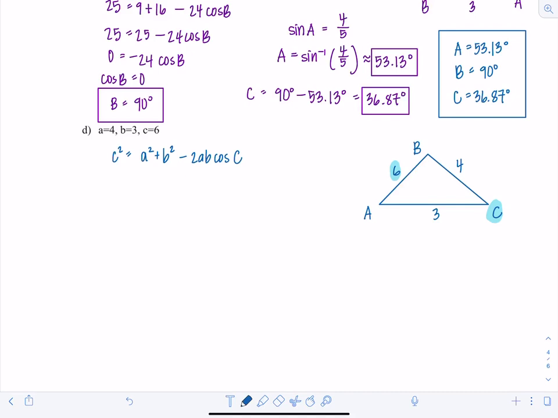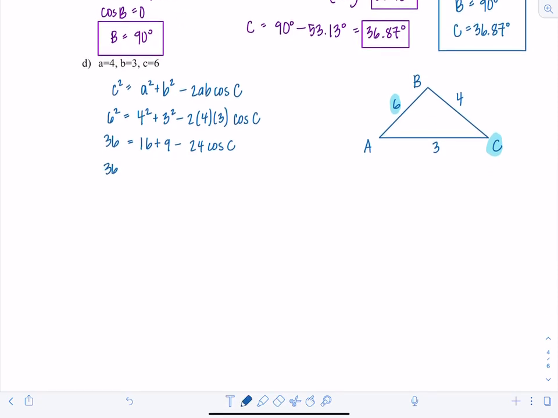So C squared is going to be 6 squared, which equals 4 squared plus 3 squared minus 2 times 4 times 3 times cosine of C. So this is going to be 36 on the left-hand side equals 16 plus 9 minus 8 times 3, that's 24 cosine of C. 16 plus 9, that's 25. So 36 equals 25 minus 24 cosine of C. Let's subtract that 25 over. And we have 11 equals negative 24 cosine of C. So cosine of C is equal to negative 11 over 24.